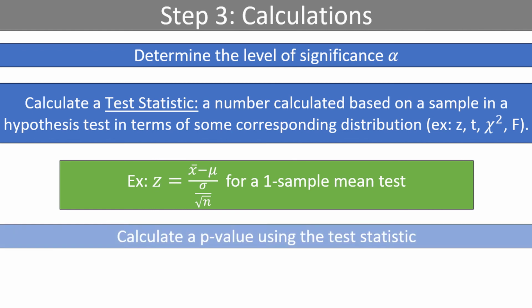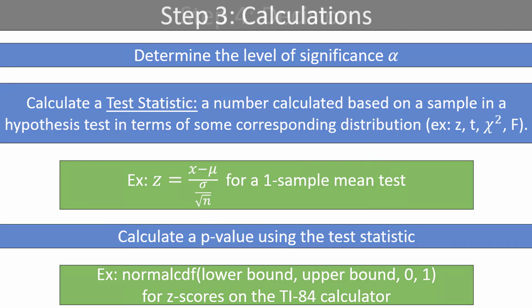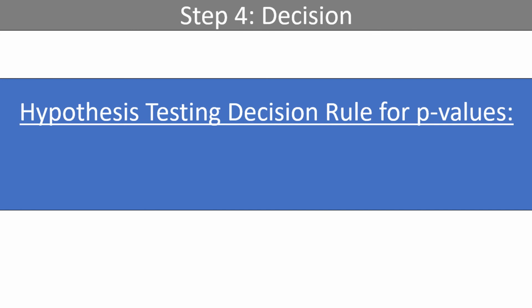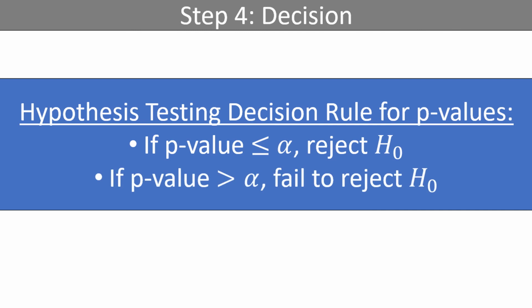Then a p-value must be calculated using the test statistic. For example, using a z-score, we would use the normal CDF function on the TI-84 calculator to calculate the p-value. It might be helpful to draw the distribution in this step to help understand where the p-value and the test statistic fall on the graph, as we discussed earlier in the video. Step 4 is the decision rule, which I mentioned earlier. If the p-value is less than or equal to alpha, we reject the null hypothesis. And if the p-value is greater than alpha, we fail to reject the null hypothesis.